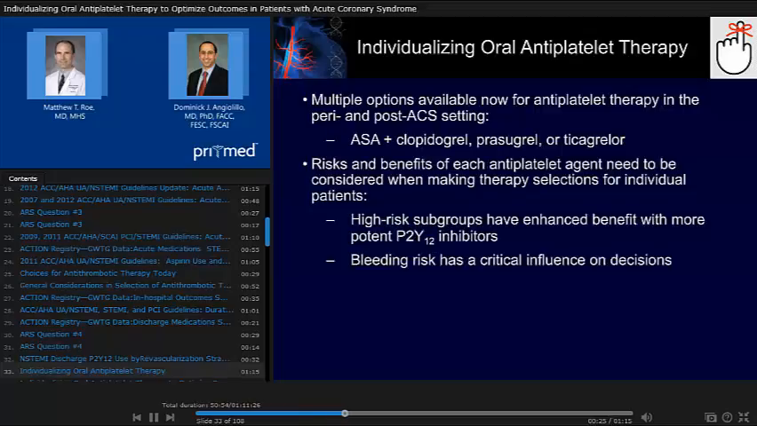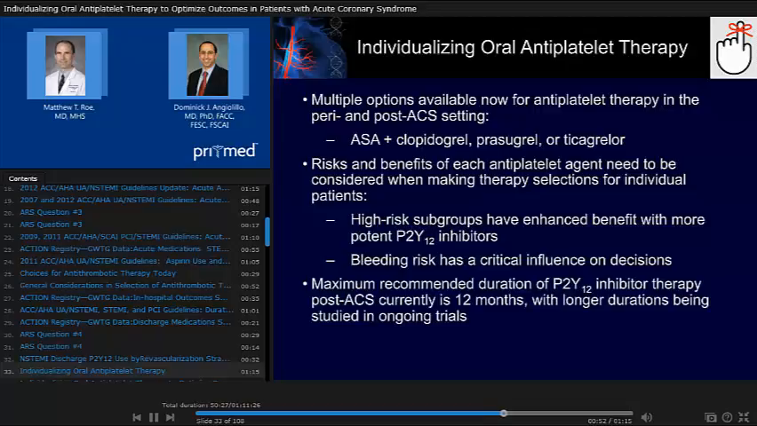However, the risk and benefits of each agent and the combinations need to be considered. Certainly, we think that high-risk subgroups such as the STEMI population may benefit more from the more potent P2Y12 inhibitors, prasugrel and ticagrelor, but we have to be worried about bleeding risk, and there's certainly a lot of concern about causing excessive bleeding with these agents, and so we weigh those balances against each other when making treatment decisions.